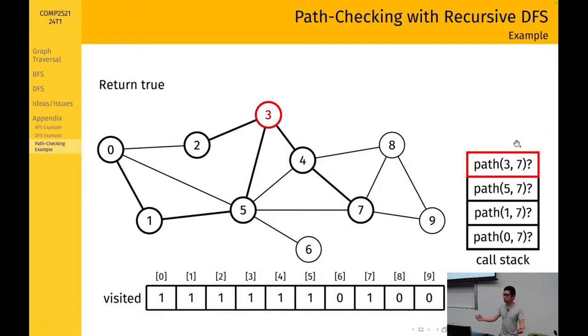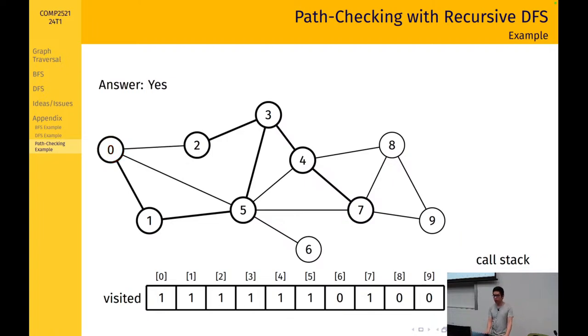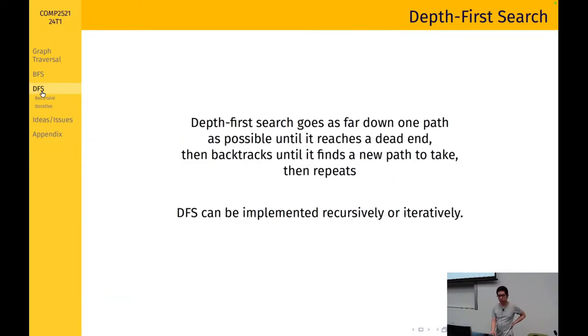So we return true. That means there's a path from 3 to 7. That means there's a path from 5 to 7. That means there's a path from 1 to 7. And finally, that means there's a path from 0 to 7. And we are done. Really nice application of DFS here.